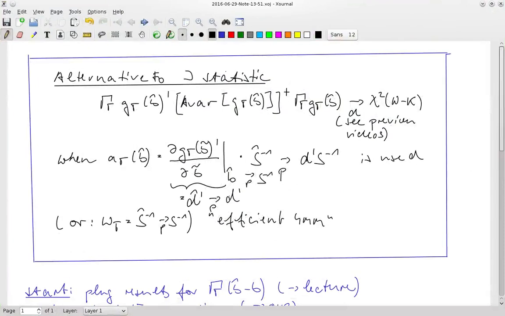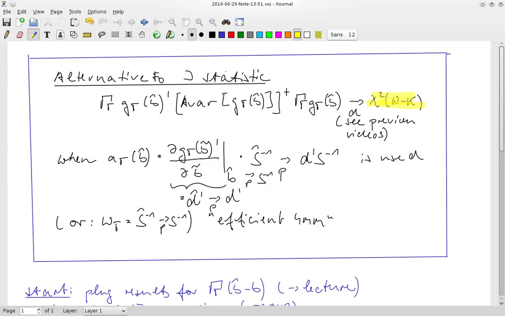Now, this video is concerned with providing an alternative to the J statistic, which we've discussed in the lecture, and that was also discussed in those previous videos where we derived that the distribution of the J statistic is a chi-square distributed random variable with degrees of freedom equal to the number of moment conditions, in our context test assets, minus k, which is the number of parameters. So take a look at the previous videos for the derivation of this result.